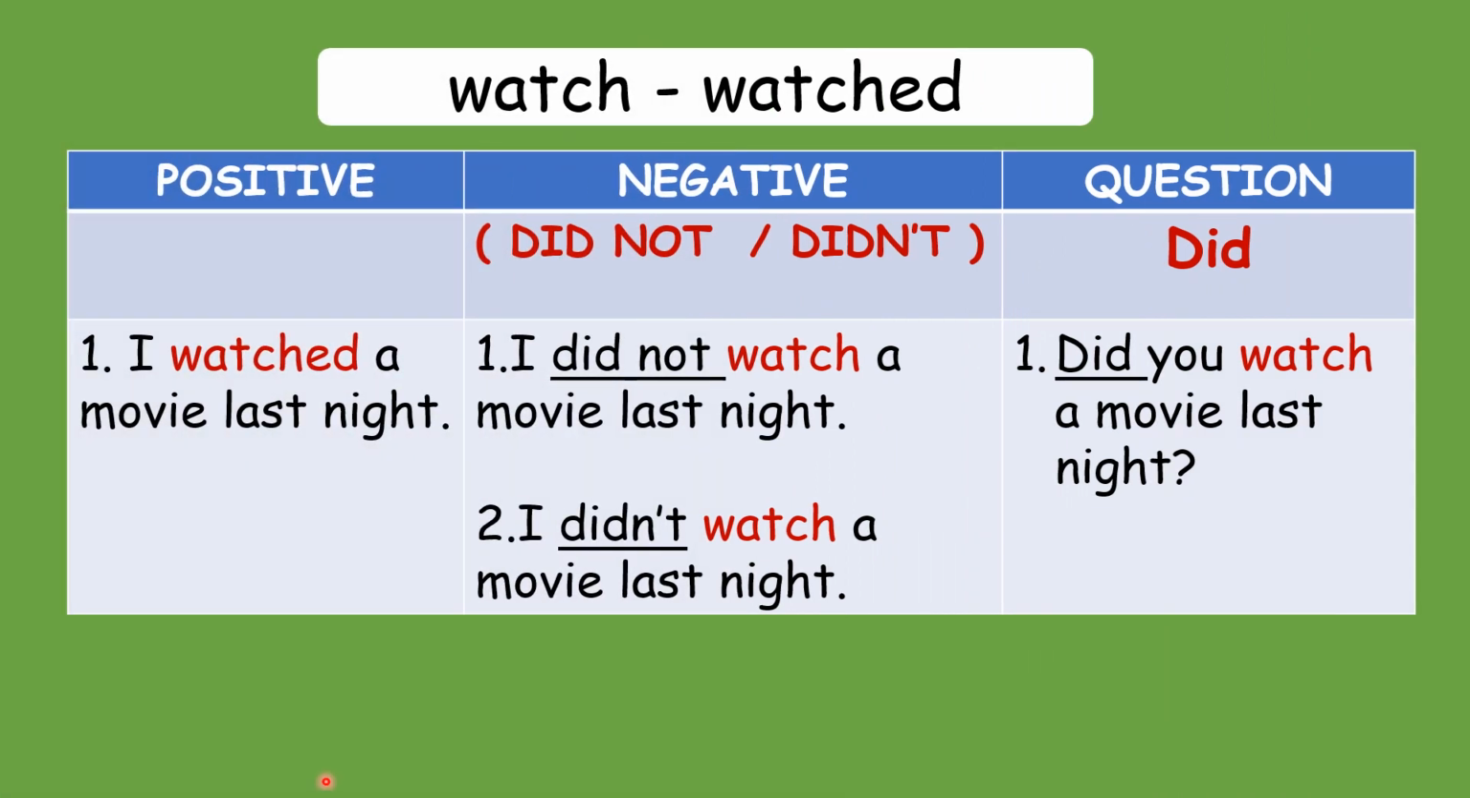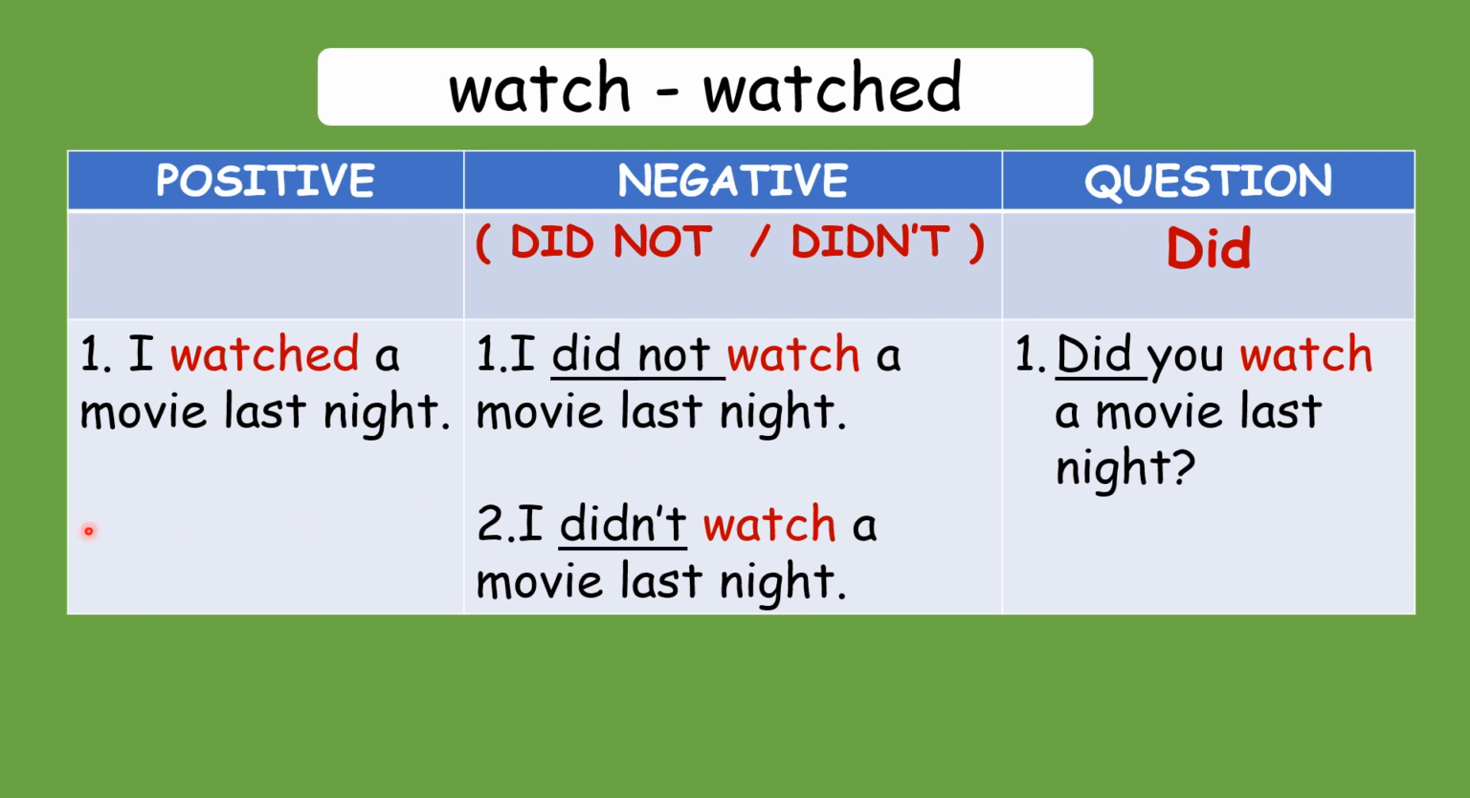Verbs are used in forming positive sentences, negative sentences, and questions. For example, the verb watch. Watch, this is the original verb. Watched is the past tense of the verb. Positive, negative, question. For negative sentences, we use did not or didn't. Didn't is the contraction or the shortened form of did not. And for question, we use did.